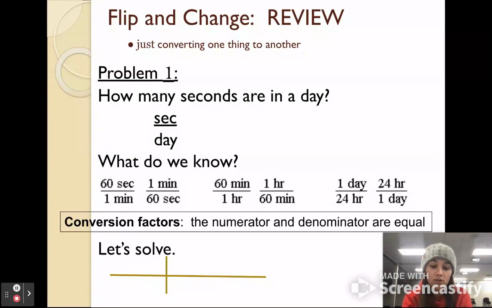These are what are called conversion factors, where the numerator, the thing up top, and the thing on the bottom are equal. So, for instance, 60 seconds equals 1 minute, right? They're equal to each other, so we can set one up top, one on the bottom. Let's start with going from seconds to days. How many seconds are in a day? I don't know how many seconds are in an entire day off the top of my head, right? So we can start with 60 seconds per minute.